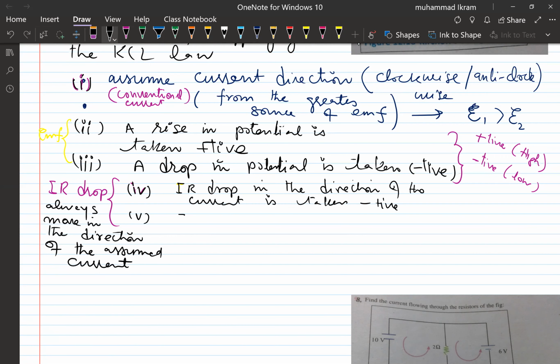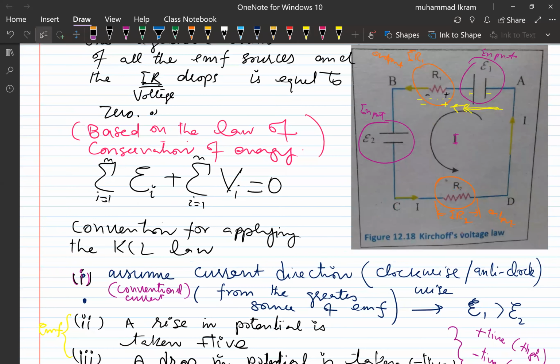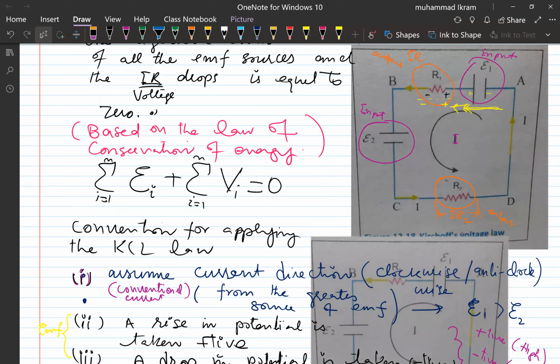And fifth, the IR drop in the direction opposite to the assumed current direction is taken positive. So this is traversing the resistors. That is how we can traverse the resistor. Let me bring it to another appropriate position.